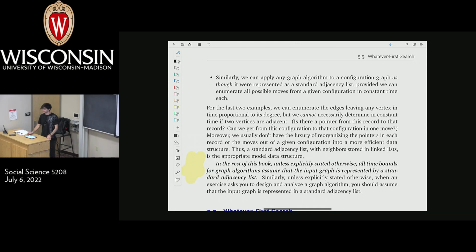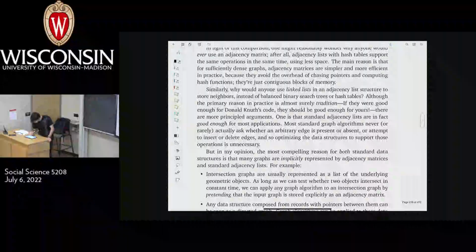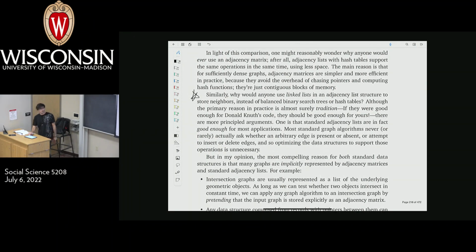Yes? So adjacency list does not reflect the most efficient data structure. So do we use it because it makes our job easy, like it makes parsing graphs easy? Yeah, so Jeff actually talks about this. The reason we use adjacency lists is typically because they are the simplest one, but also they're good enough.